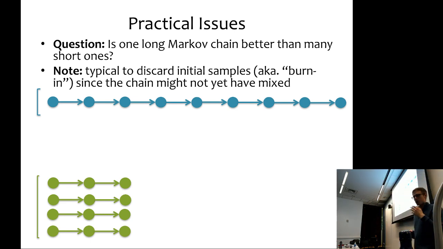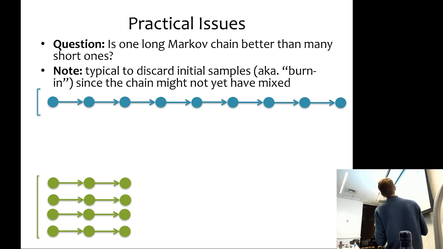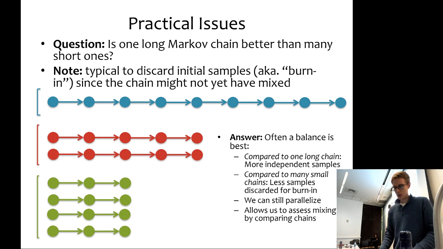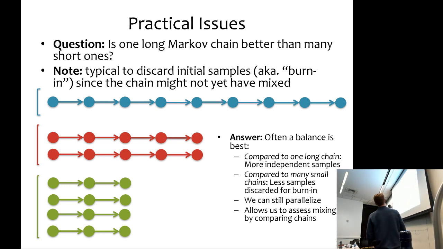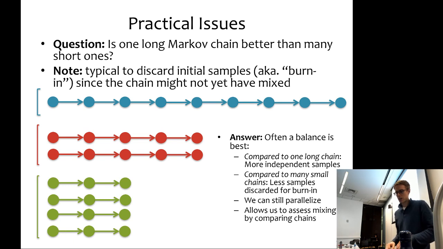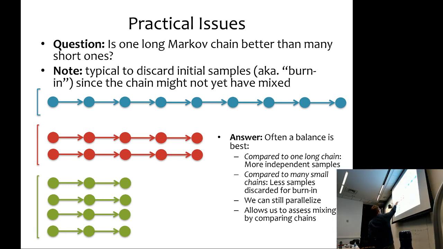Okay. So another question is, is one long Markov chain better than many short ones? Well, a couple things to note. One, it's difficult to actually discard your initial samples. This is called a burn-in period. And it's partly because the chain itself may not have mixed or reached its converging distribution. And so, again, just like the whole block Gibbs sampling thing, often a balance is best, right? So if you have some amount of computation and you can either run one really long chain or a bunch of short chains in parallel, maybe your best option is actually somewhere in the middle. And the nice part is, you're getting more independent samples, right? Each chain is in theory independent of the other chains.